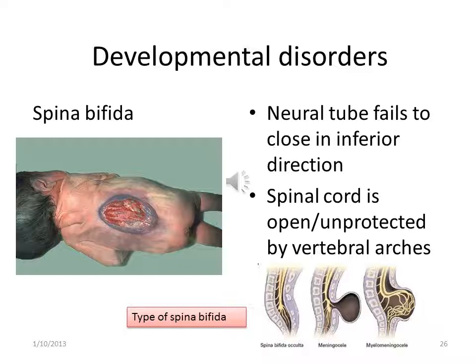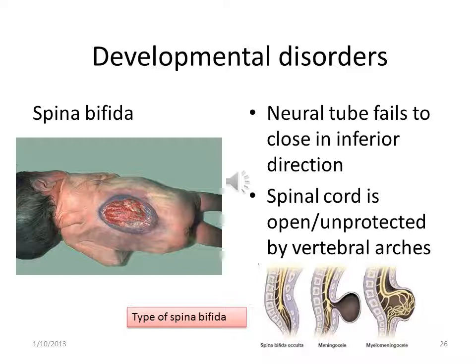On the left, you can see that there's just a vertebra missing, but the spinal cord itself is in place. The middle picture shows the spinal cord in place, but a sac of meninges sticking out of the back. And then the picture on the right shows that the spinal cord and spinal nerves, the cauda equina, are actually protruding through the back in that sac of meninges.